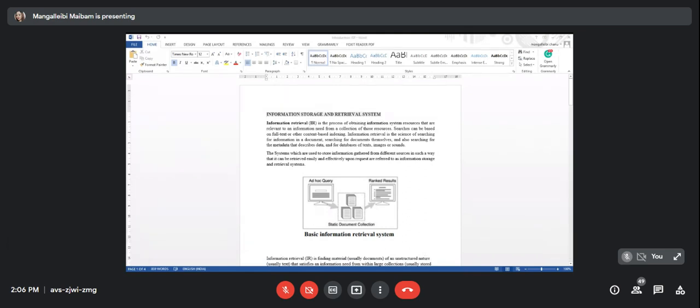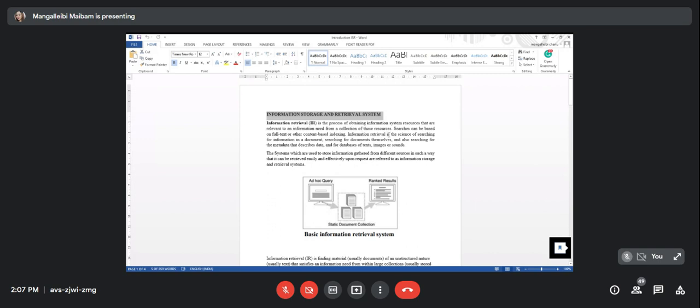I think you can see the screen here. So this is the information storage and retrieval system. What is an information storage and retrieval system? That we are going to study now. Information retrieval: as I told you, we are going to retrieve information which is already stored, from a collection of resources. Information retrieval is the process of obtaining information system resources that are relevant to an information need from a collection of those resources.